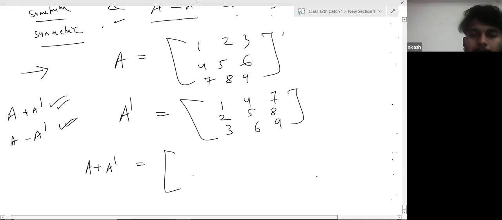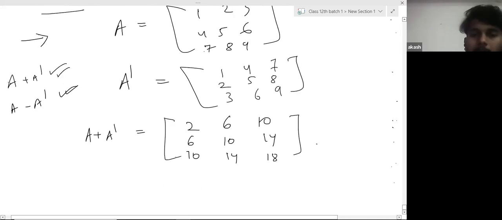All right. Now you can see if this matrix, let's call this C, then C transpose will be the same. Take this row, 2, 6, 10. This row, 6, 10, 14. This row, 10, 14, 18. So you can see this is equal to C matrix, right?